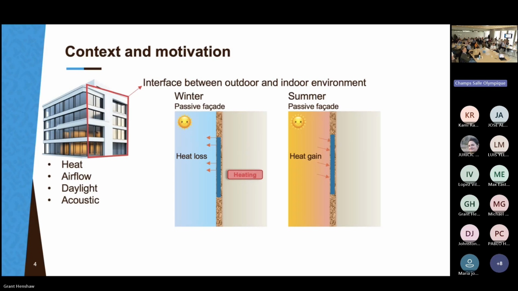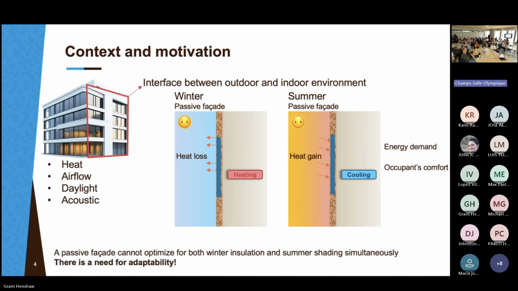The passive facade actually cannot adapt to climate in a positive way, meaning that we could have heat loss in winter and heat gain in summer, which in turn can impact the heating and cooling load energy consumption, and also the occupant's comfort. So to conclude here, a passive facade cannot optimize for both winter insulation and summer shading simultaneously. Therefore, there is a need for adaptability.